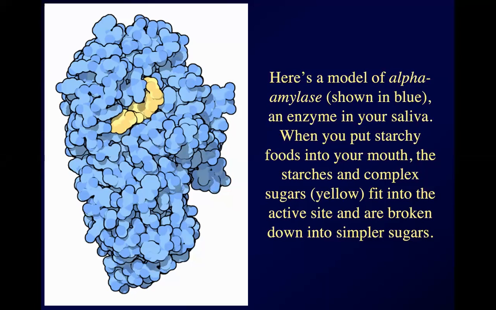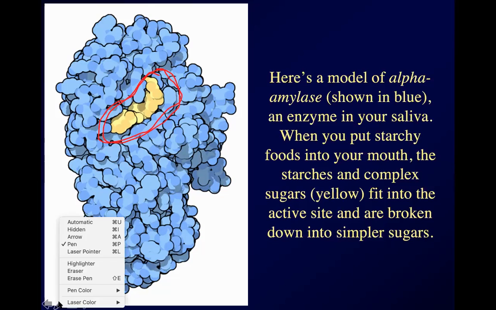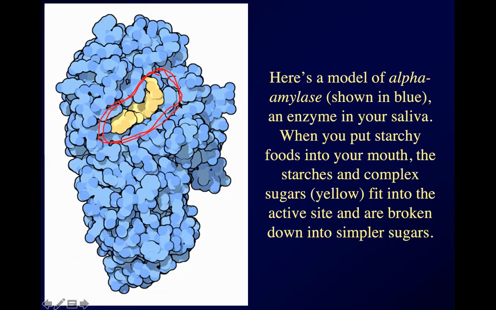In this picture, the alpha amylase is shown in blue. The active site is a groove right there, and fitting into the active site, that thing shown in yellow, that is a short molecule of starch. So the starch molecules fit into the active site, and the alpha amylase begins to break those starches down. Starches are polymers of sugars. So the alpha amylase starts chopping up that starch, breaking it up into sugars, and you can actually taste this.